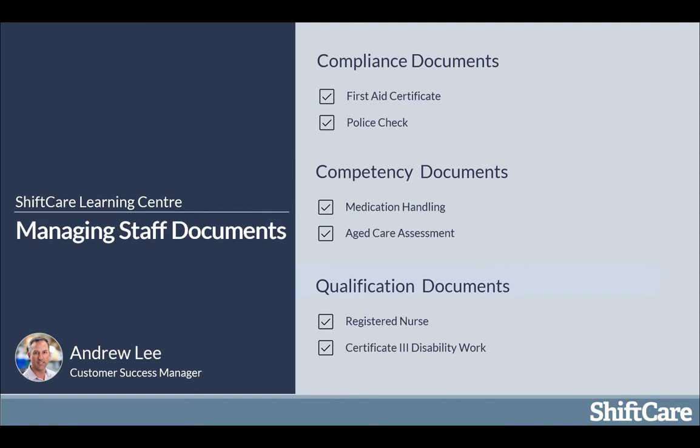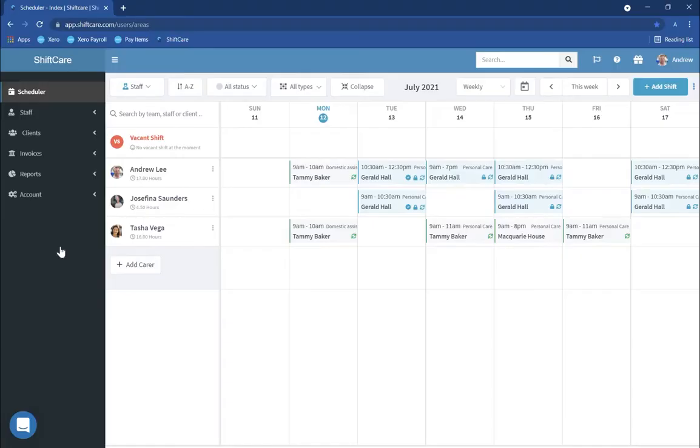Before we begin, I just wanted to cover off the different types of categories that we have for staff documents within ShiftCare. You can upload compliance documents including first aid certificates and police checks, competency documents for things like medication handling and aged care assessment, and qualification documents if your staff are registered nurses or they have certificates in disability work, for example. Let's get started by taking a look at customising our document categories within ShiftCare.